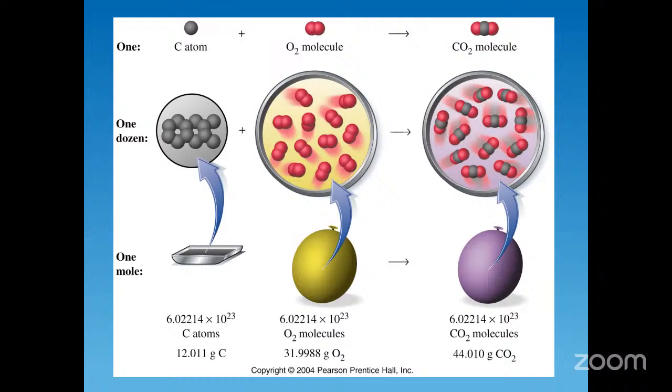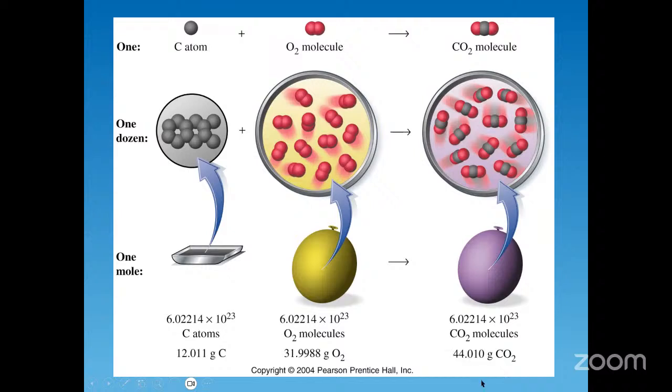It turns out that 1 mole of carbon atoms have a mass of 12.011. 1 mole of oxygen will contain a mass of 31.9988 grams of oxygen, and 1 mole of carbon dioxide will contain 44.010 grams of carbon dioxide, right? And another thing that this also shows is the conservation of mass, because the sum of these two that combine together in this reaction will give the mass of the carbon dioxide being produced.